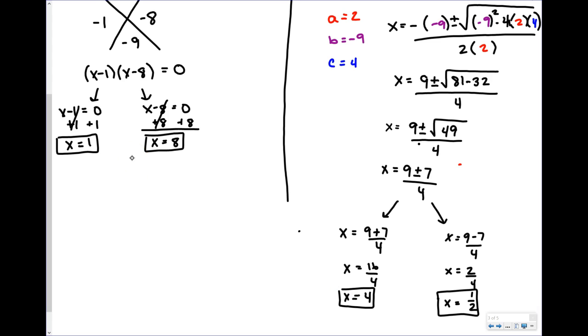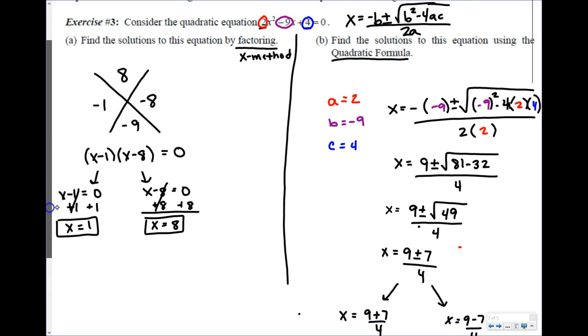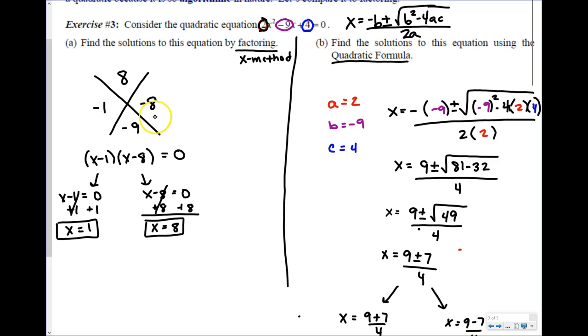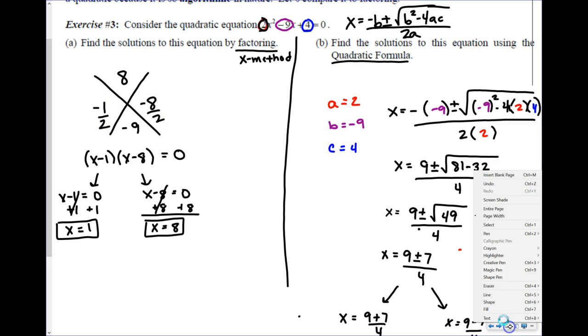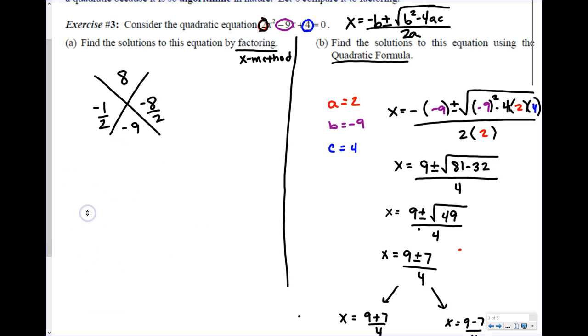Well, this tells me that I must have done something wrong with either my x method or the quadratic formula. And I'm just now remembering that this x method had a coefficient that was a 2. So what did I forget to do? I forgot to divide each of these by 2. So the quadratic formula is kind of a really good check to see if you're doing your work correctly. So all of this right here, I have to redo.